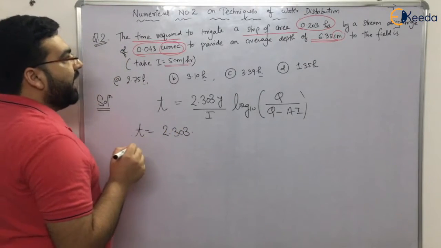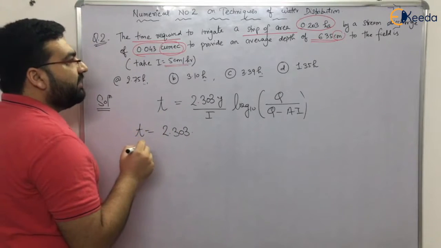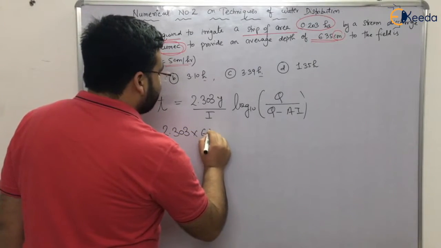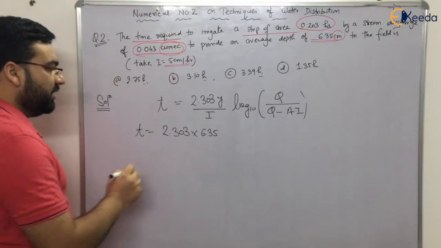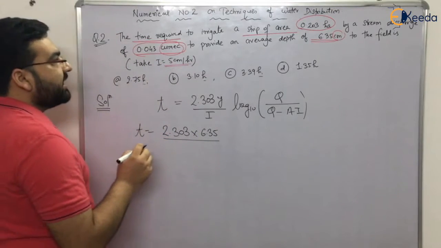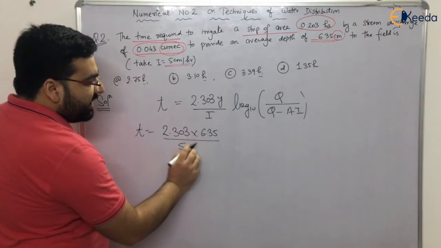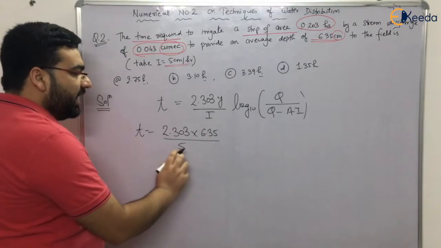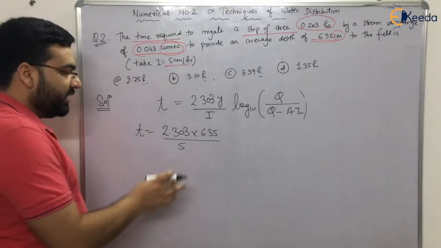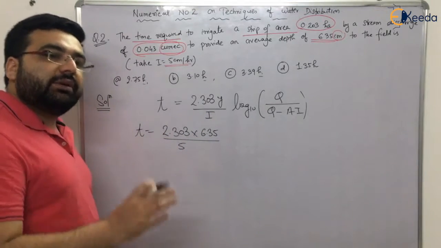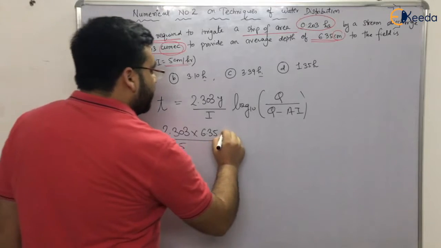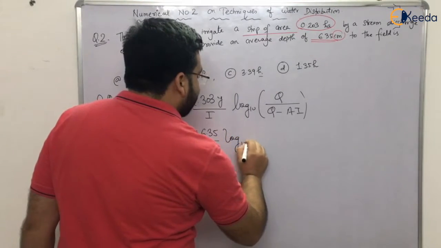So the time period will be equal to 2.303 into y. How much is y? 6.35 centimeter, divided by I. I is 5 centimeter per hour. So centimeter cancels centimeter, and hour goes to the numerator. So whatever answer we get will be in hours. In that, we have log base 10.